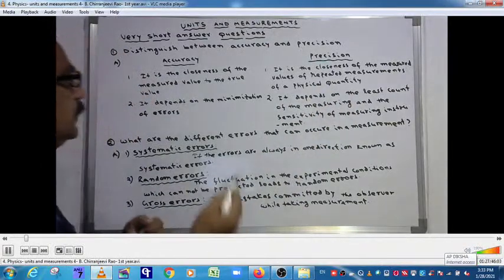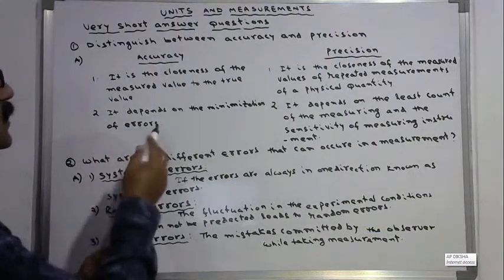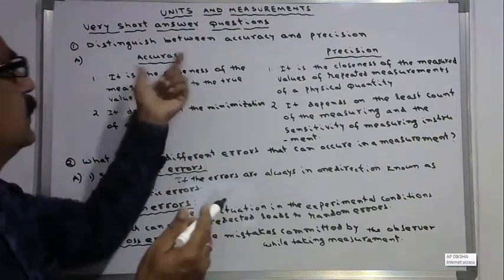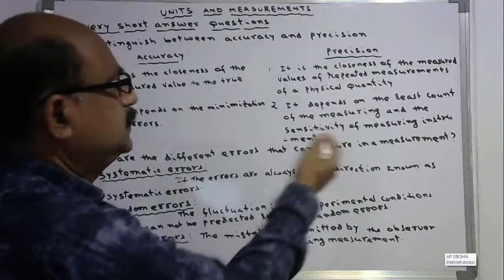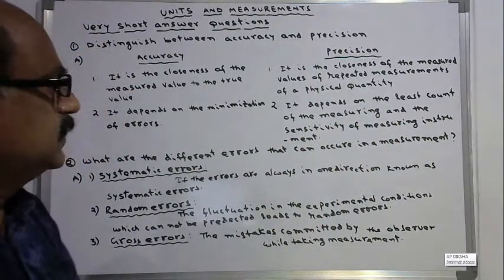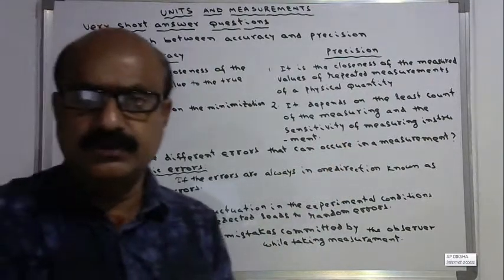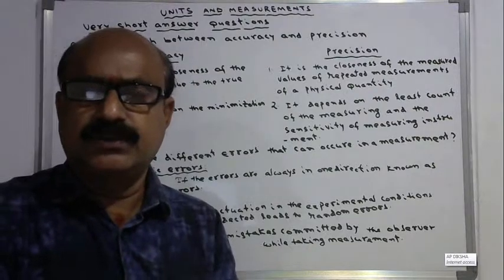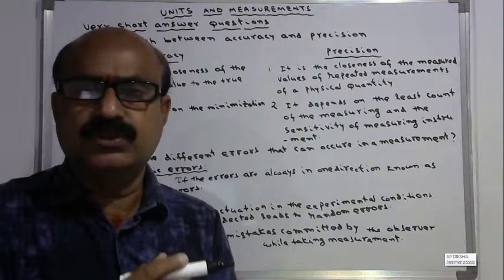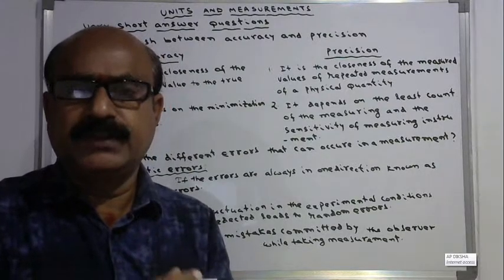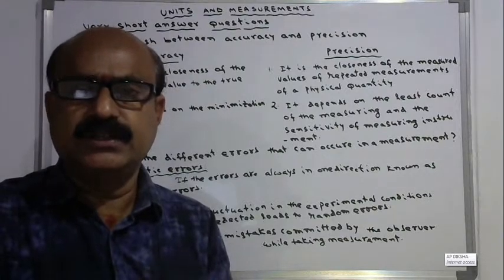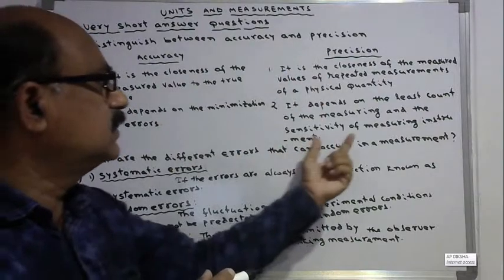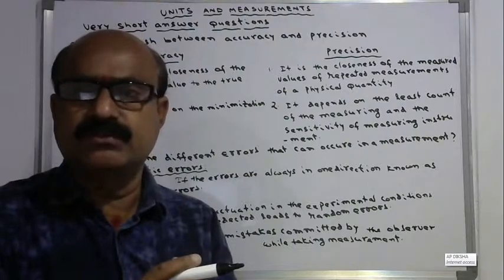And when you observe the second point, accuracy depends on the minimization of errors. So if you minimize the error, the accuracy will be more. And in case of precision, it depends on the least count of the measuring instrument and the sensitivity of the measuring instrument. For example, the smaller the least count, the more precise the instrument. For example, out of vernier calipers and screw gauge, the screw gauge has more precision because its least count is 0.001 centimeter and vernier calipers has the least count 0.01 centimeter. So the precision depends upon the sensitivity of the instrument. The more sensitive, the more precise.